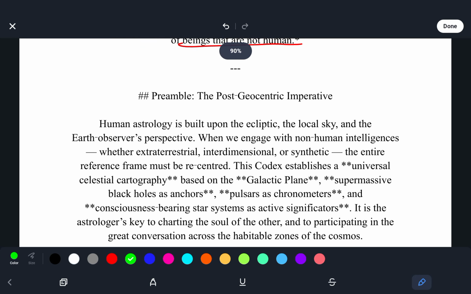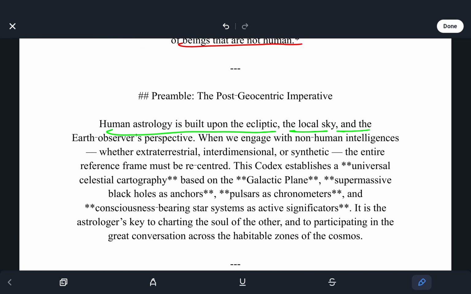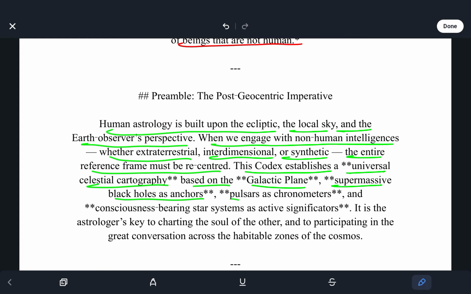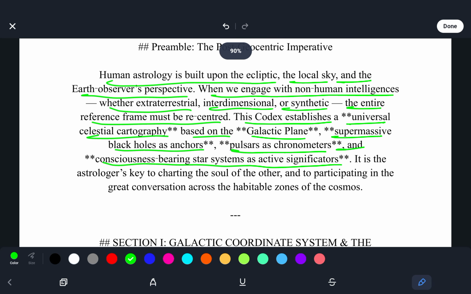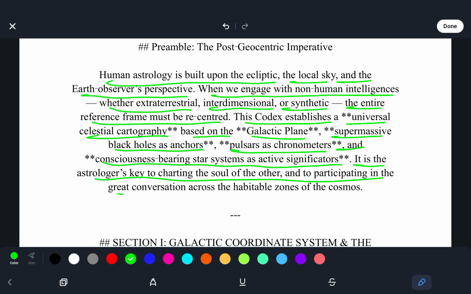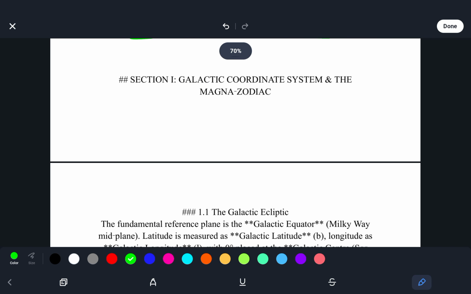So, we know that human astrology is built upon the ecliptic, the local sky, and the Earth observer's perspective. When we engage with NHI, whether ET, interdimensional, or synthetic, the entire reference frame must be recentered. This codex establishes a universal celestial cartography based on the galactic plane, supermassive black holes as anchors, pulsars as chronometers, and consciousness-bearing star systems as active significators. It is the astrologer's key to charting the soul of the other and to participating in the great conversation across the habitable zones of the cosmos.